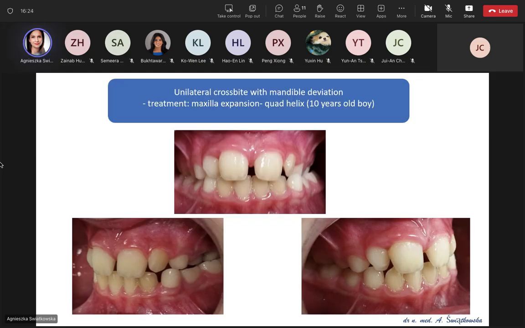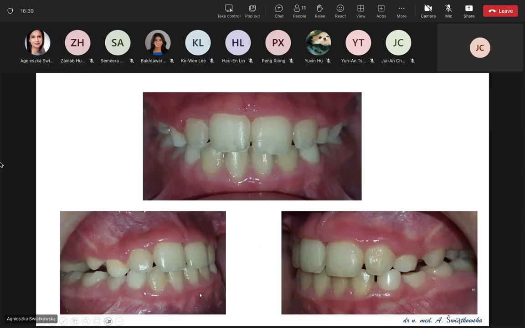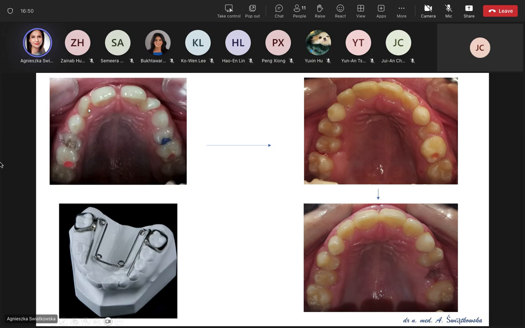And our patients now, first patient is a 10 years old boy with unilateral crossbite on one side, as you see here, and we have mixed dentition. The same patient after treatment, you see that we have correction on the molars. We start the treatment when patient has mixed dentition.